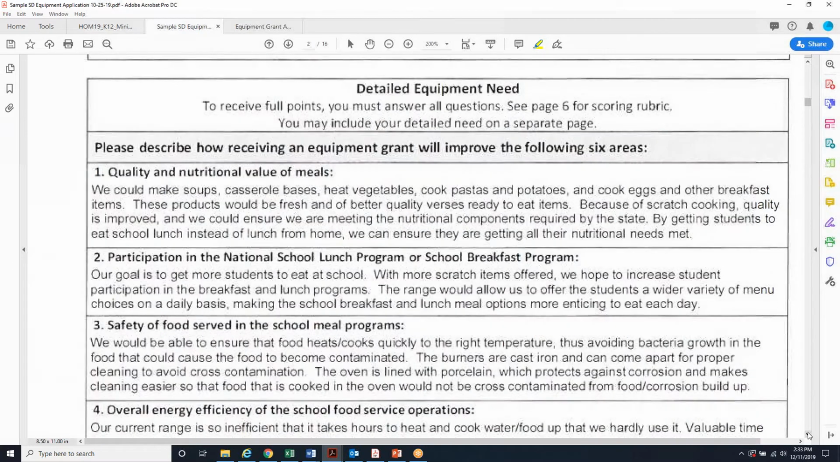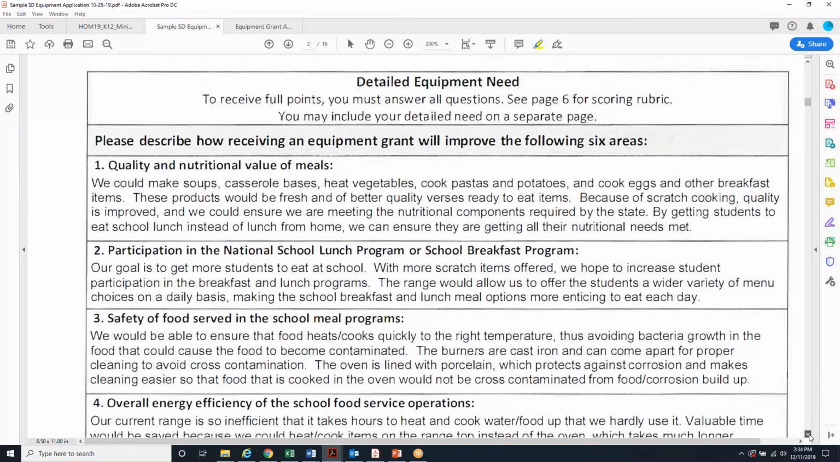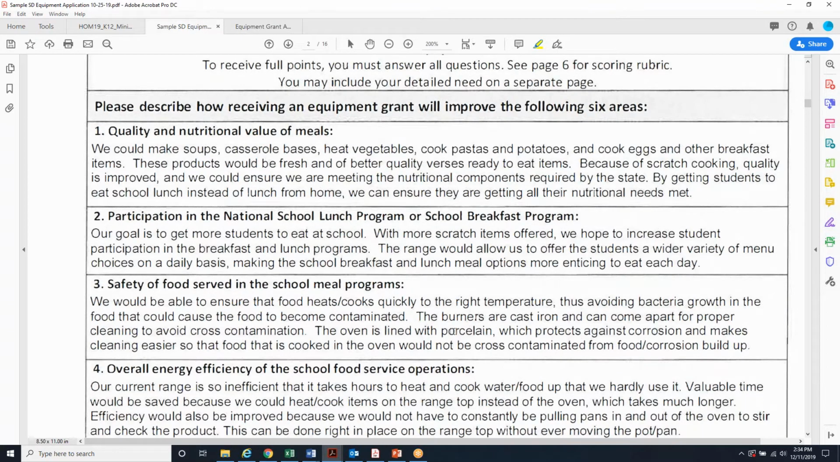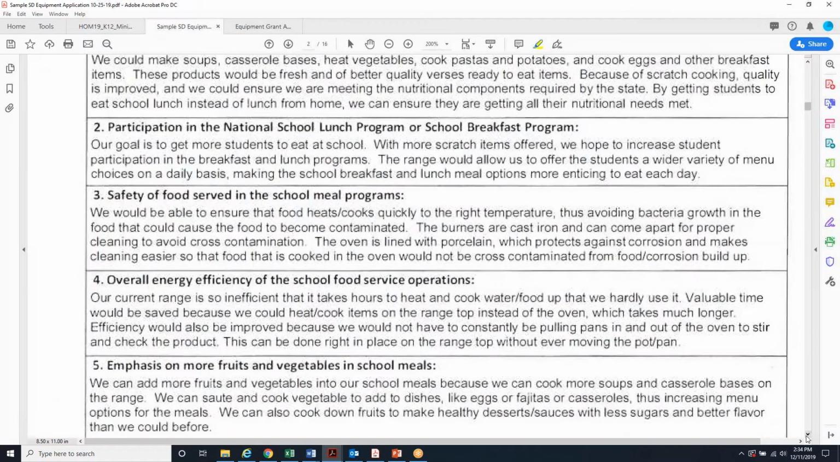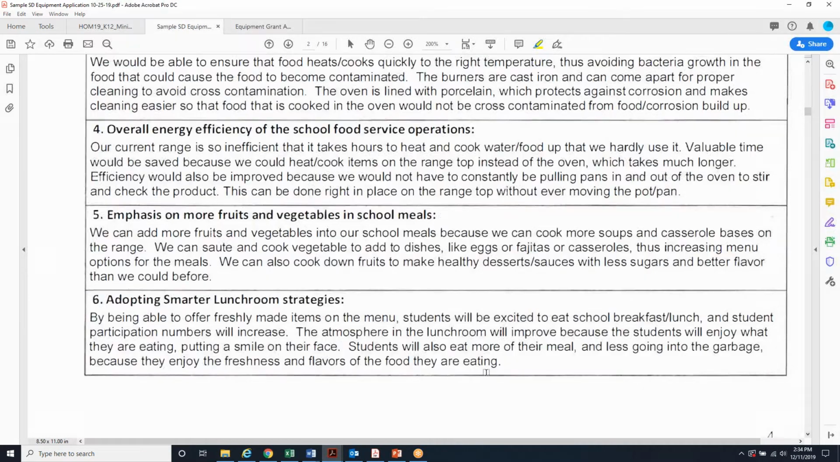And then you'll see that they answered each of these 6 questions of how that piece of equipment is really going to impact the quality and nutritional value of school meals, how to increase participation, safety, and overall energy efficiency, emphasize more fruits and vegetables in school meals, and adopt school lunch strategies. You'll see that the sentences are complete. Each section is about 3 to 4 sentences long, so it's not long, but it's very informative, explaining how they're going to do it.